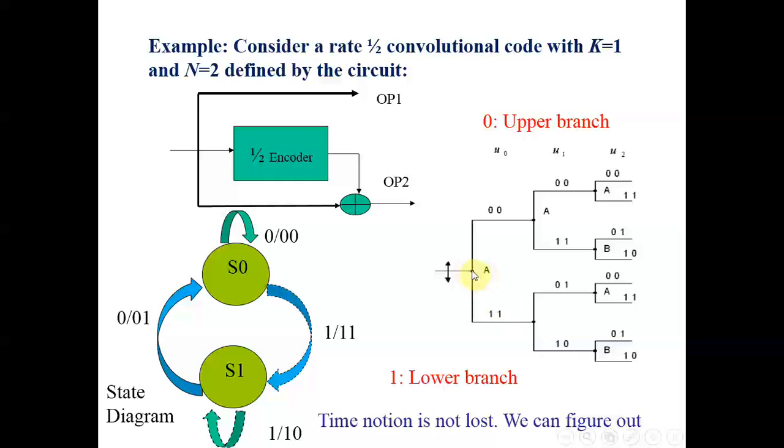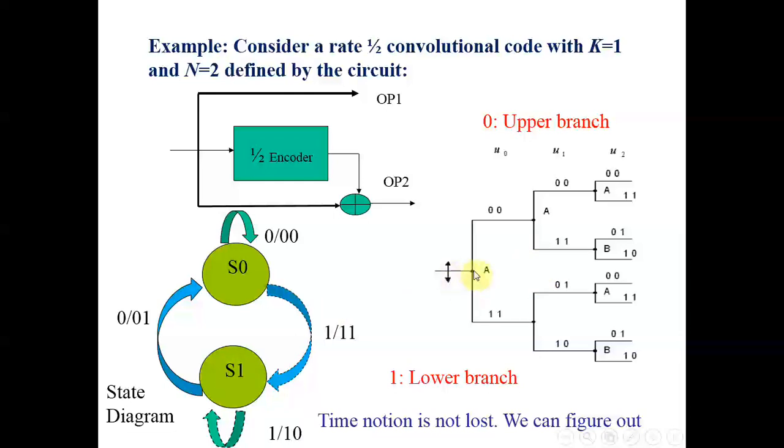So I start with state A. If I receive 0, I take the upward branch and my output is 0, 0, and if I receive 1, I take the downward branch and my output is 1, 1. But when I follow the upper branch, my next state is A, which is this, it remains in the same state. But if I go to the downward branch, lower branch, my next state will be state B, which is actually state 1. A here indicates S0, and this node B indicates S1, right? So this diagram, how to map it? This S0 is actually A and B is actually S1.